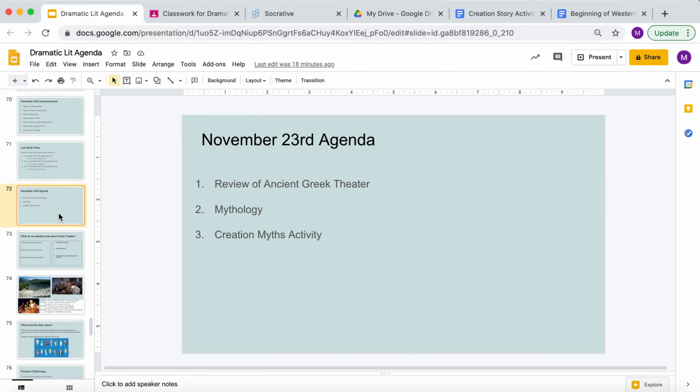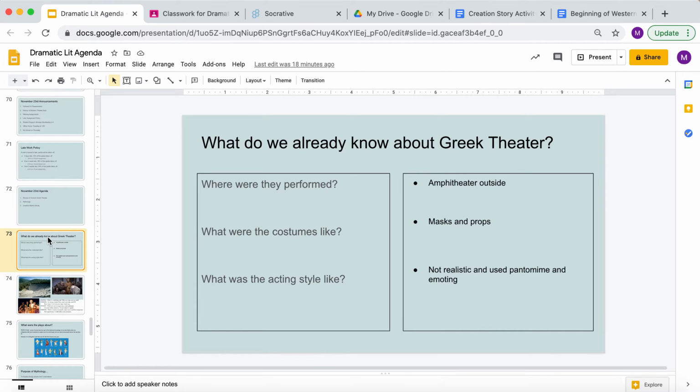Okay, so then today, first we reviewed ancient Greek theater, and we talked about how they were performed in amphitheaters outside. The costumes in ancient Greek theater, they wore big masks and used large props, and then they had long costumes that were like robes, and a lot of the times they had gloves that were really extended so that people who were sitting far away could see the gestures that they were doing.